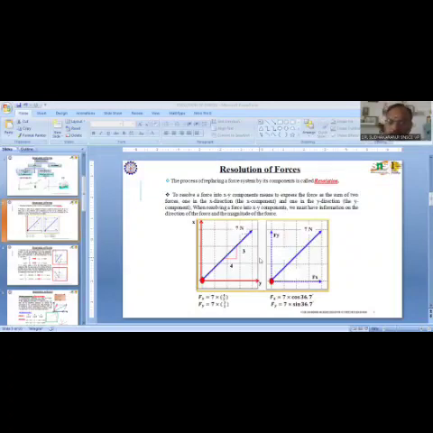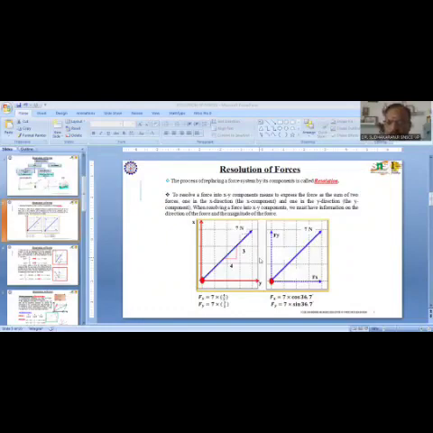So, if you want to resolve a force along its x and y direction, then the component of the force along the x direction is given by magnitude of the force into cos of the angle made by the force with the horizontal axis. Similarly, if you want to determine the y component of the force, then magnitude of the force into sine of the angle made by the force with the horizontal axis. That means Fx is equal to F cos theta and Fy equal to F sin theta.